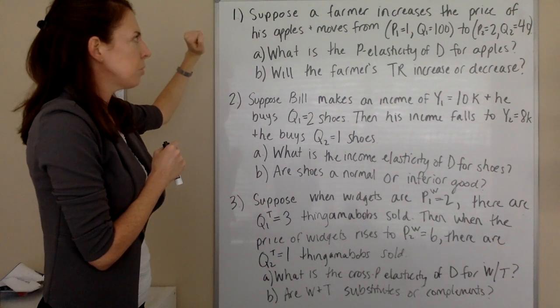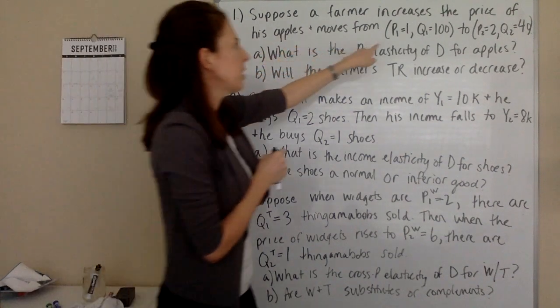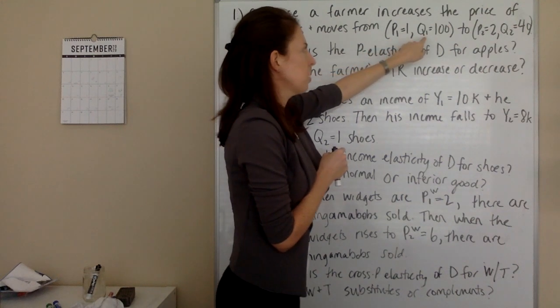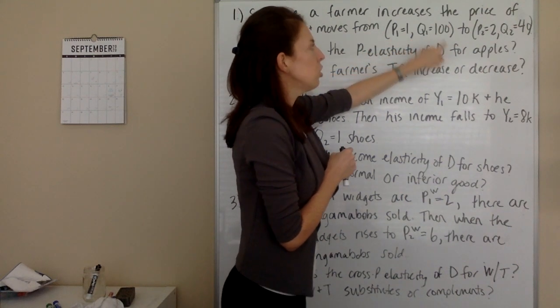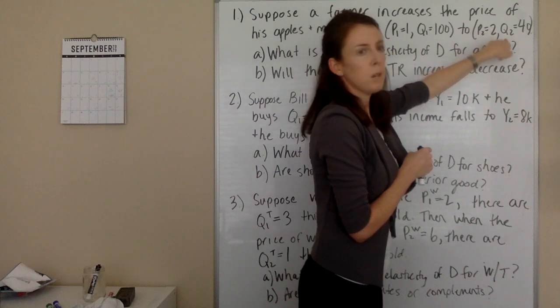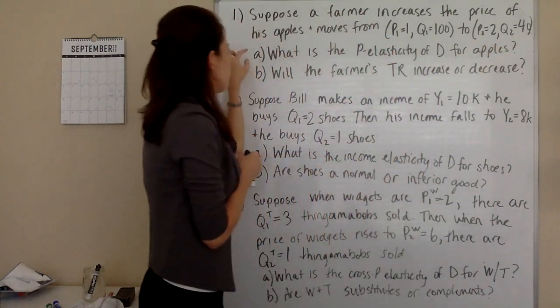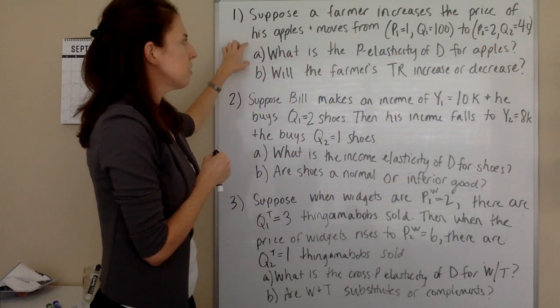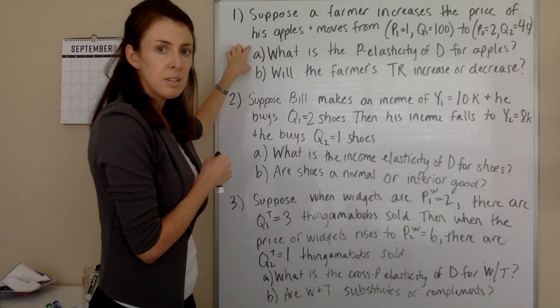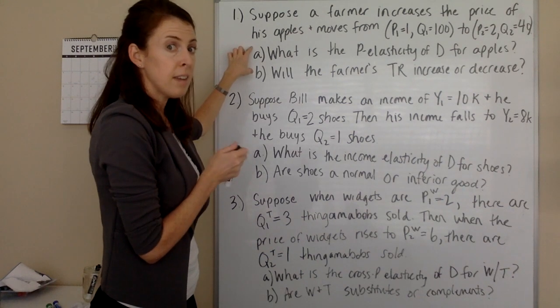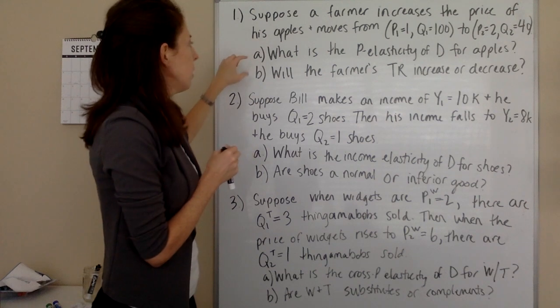increases the price of his apples, and so he moves from a price of 1 and a corresponding quantity of 100 to a price of 2 with a corresponding quantity of 40. Okay, the first part of question 1 is you should calculate the price elasticity of demand for apples. You did this in the last exercise, so nothing new here.